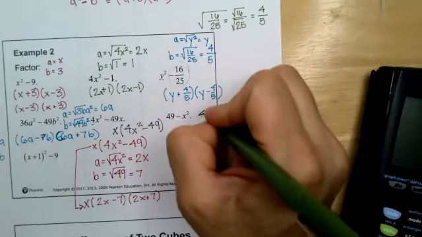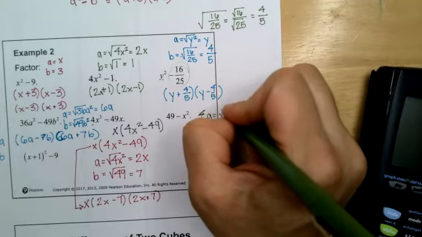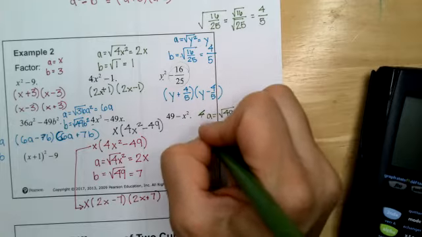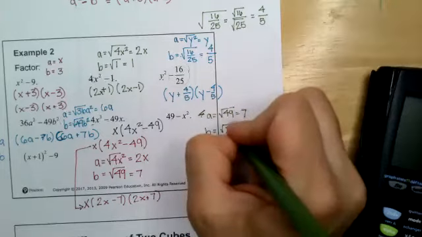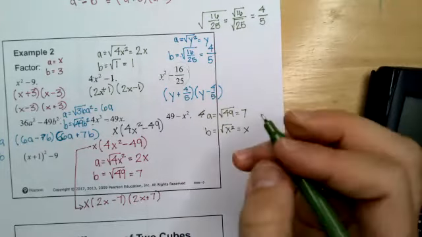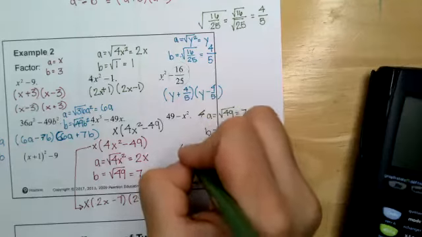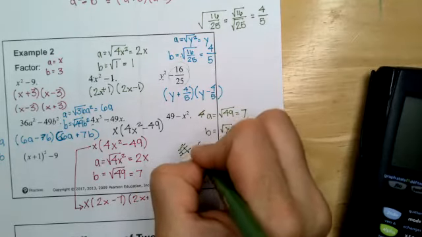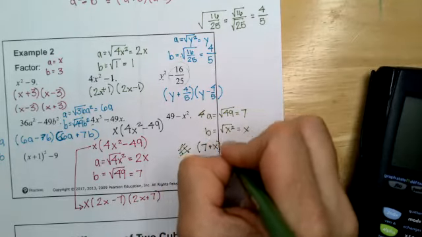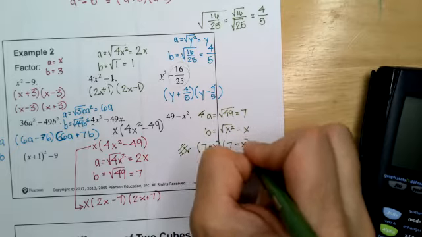A is the square root of 49, which is 7. B is the square root of x squared, which is x, right? So that means we have 7 plus x times 7 minus x.